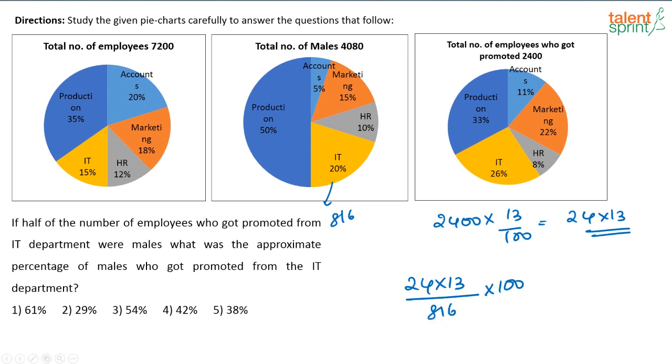Basically this is the percentage that you have to find out. Solving this would be far easier than if you actually take the big numbers and solve, right? Here cancelling it out will be easier. I think 24 will go into 816 thirty-four times. Yes. So if you solve it this way, 13 divided by 34 into 100, the answer is approximately 38.2. You can solve it like this also.